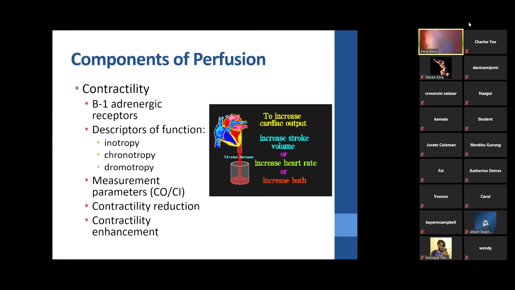So why you would do contractility reduction would be to decrease somebody's blood pressure. So something that's a beta blocker like Lopressor. There's also a continuous IV medication called labetalol.